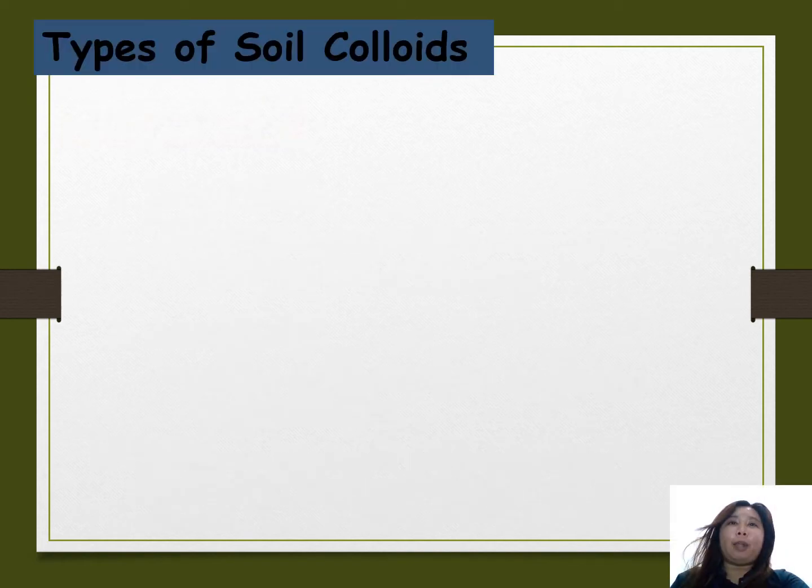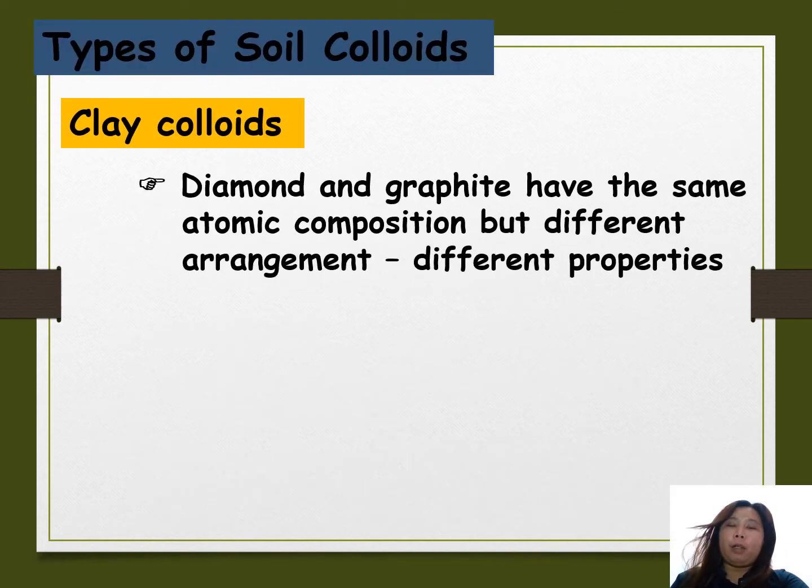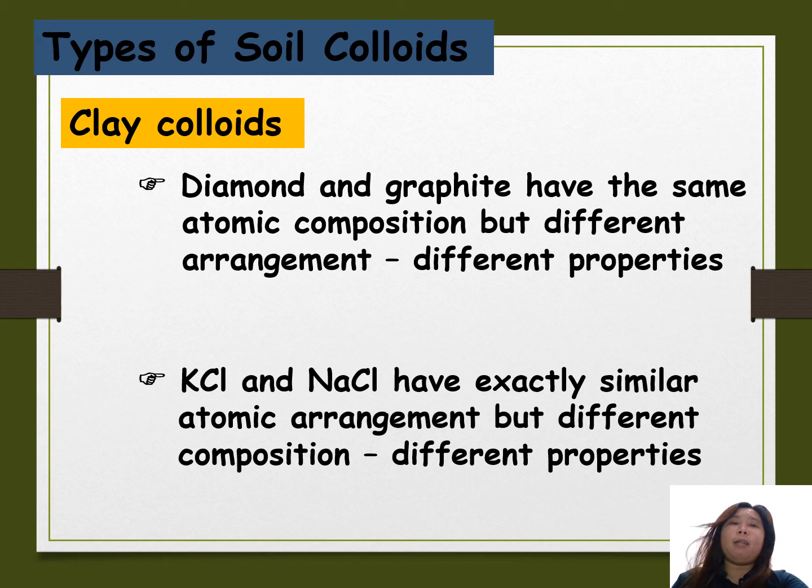Let me give you an example. Diamond and graphite have the same atomic composition but different arrangement, and because of that, these two will have different properties. While potassium chloride and sodium chloride have exactly similar atomic arrangement but different composition, and because of that, these two will have different properties.